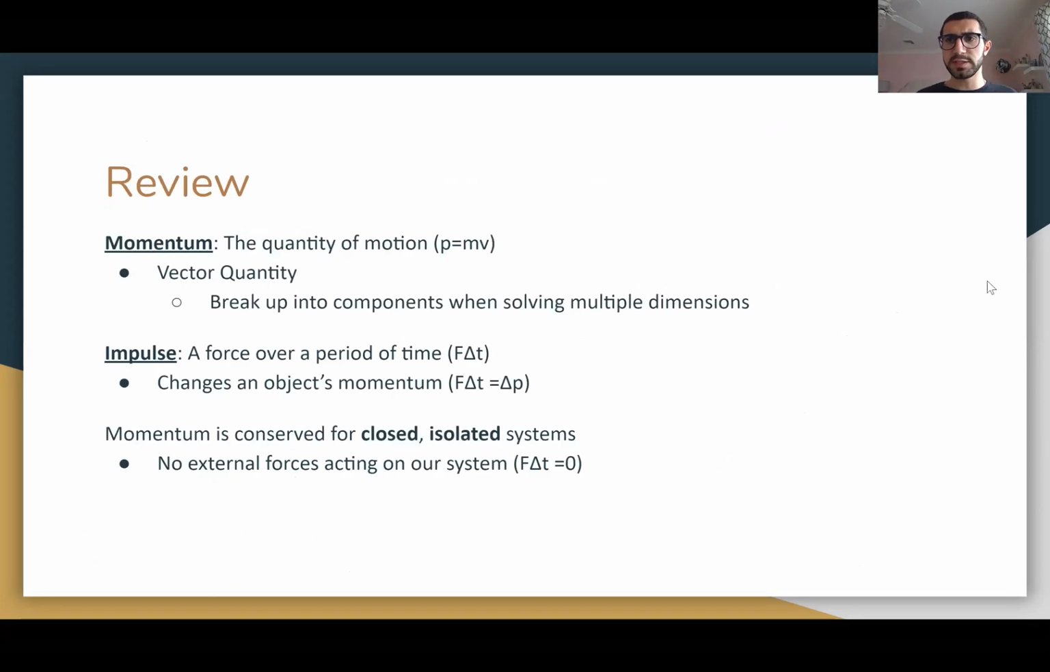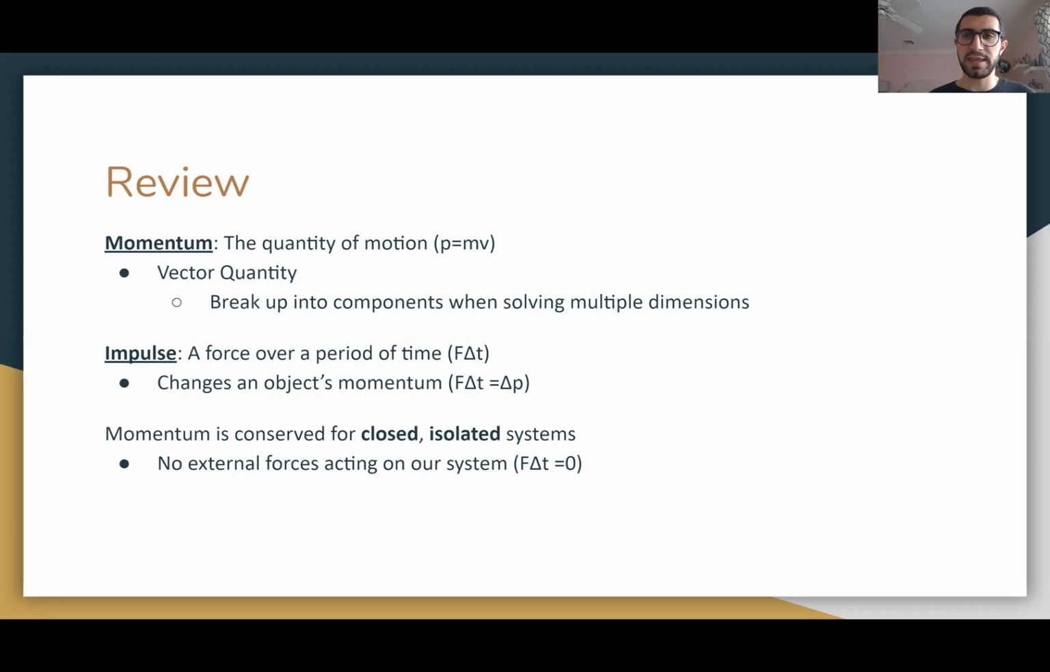Because it's been a little bit since I've talked to you guys over video, I want to do a quick review of the things that we've talked about before you guys did all those lab activities. So the momentum is the quantity of motion given by the mass of an object times its velocity, and it is a vector quantity that comes from that velocity. And when we deal with things in 2 dimensions, like we just saw, we have to break it up into its components. The impulse is a force acting on an object over a period of time, F delta t, and it changes an object's momentum.